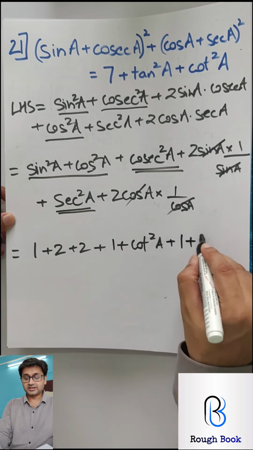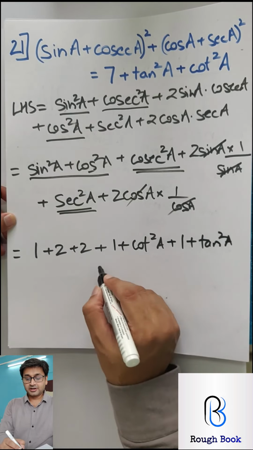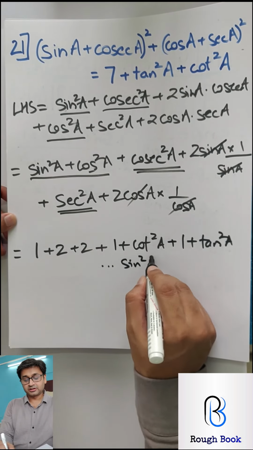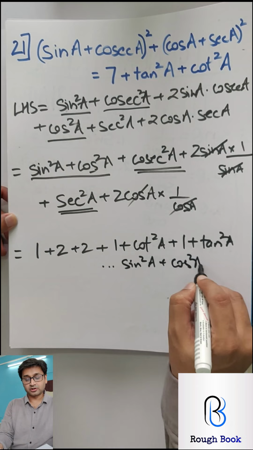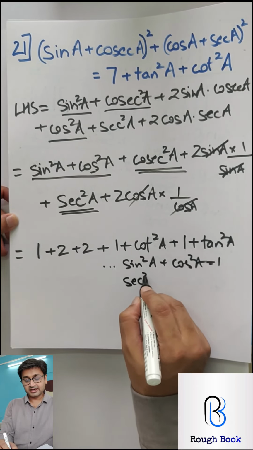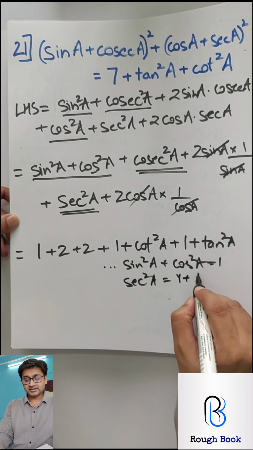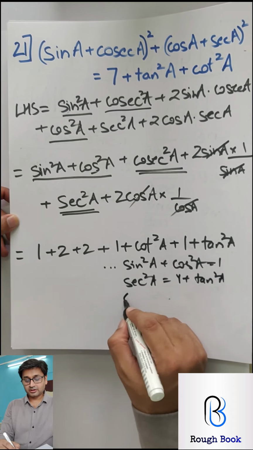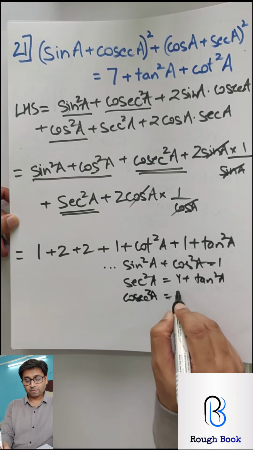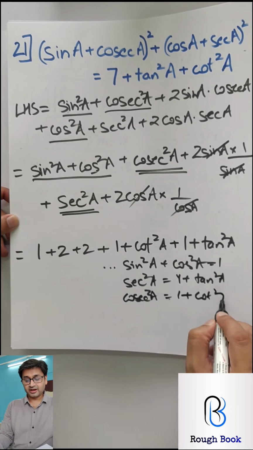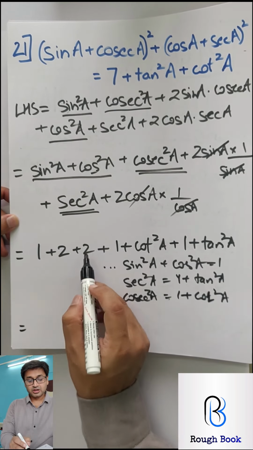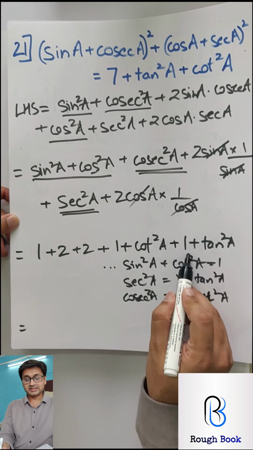So sec square is 1 plus tan square, and in your reason we'll have to mention all the 3 square ratios. Sin square plus cos square is 1, sec square is 1 plus tan square, and cosec square is 1 plus cot square, because we have used all the 3 ratios here. So 2, 3, 4, 5 and 1, 6.